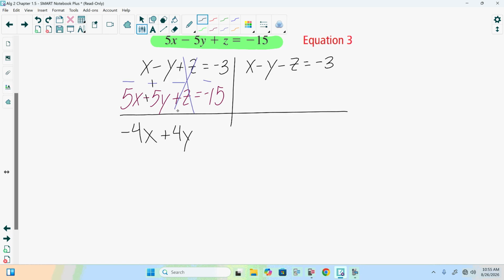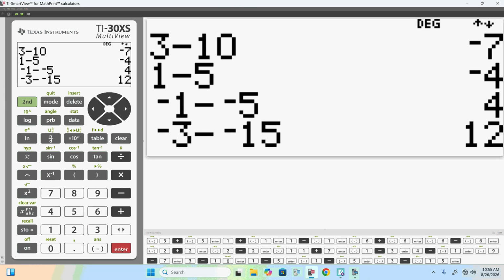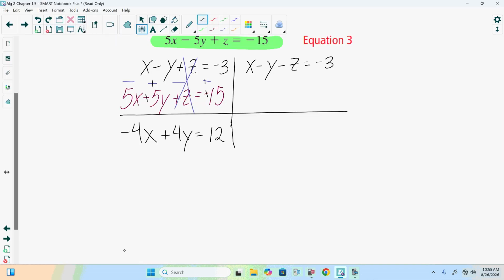Equals negative 3 minus negative 15. Negative and negative would make a positive. So we have negative 3 plus 15. 15 minus 3 is 12. Positive 12. Questions on anything we've done so far?